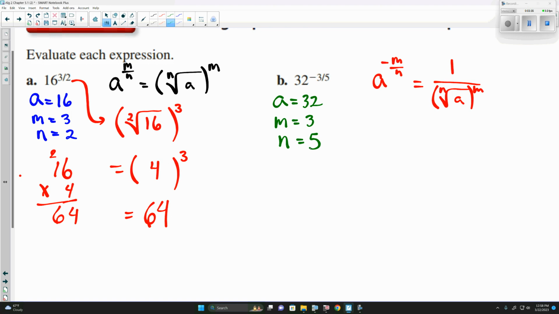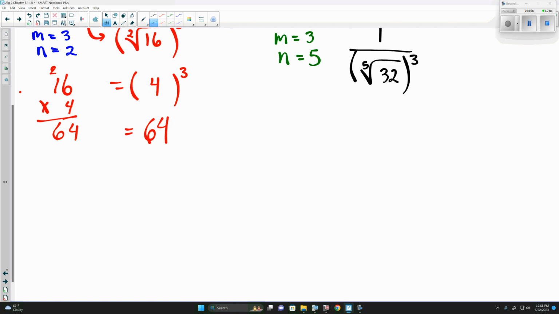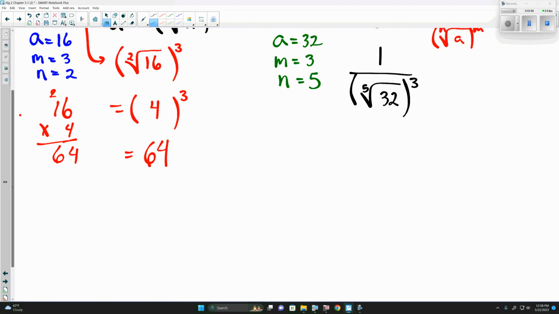Because we don't have to worry about the negative, since in the formula, the negative isn't moving down to the bottom of the fraction. So when we set it up, we have 1 over the nth root, so we'll have the 5th root of 32 to the 3rd. Now the question is what is the 5th root of 32? It is indeed 2.